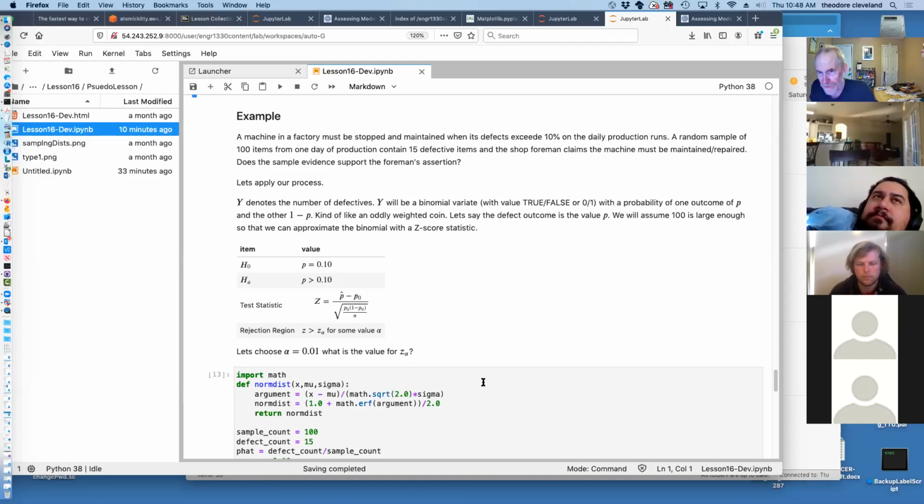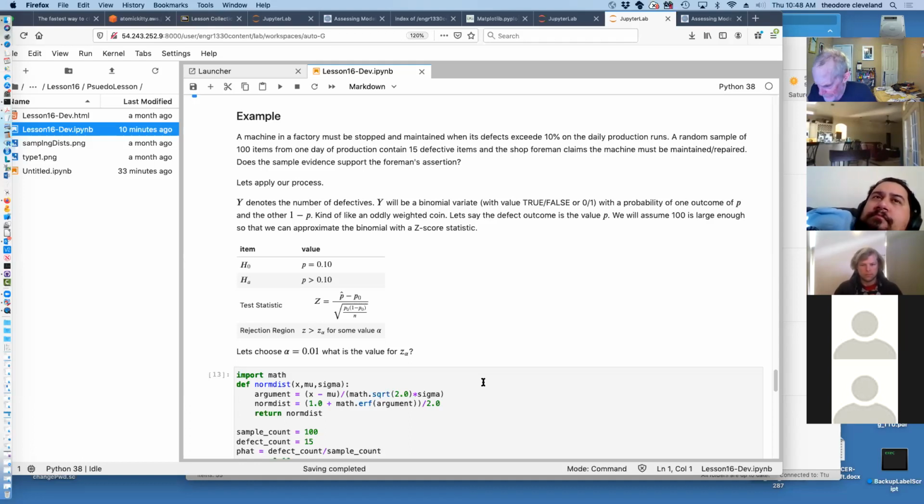We have a machine in a factory. It has to be shut down and maintained when the defect rate gets bigger than 10% on the daily production runs. During a day, a random sample of 100 items from one day of production is collected. And in those 100 items, 15 defective items are detected. And the shop foreman claims the machine has to be stopped and maintained or repaired. So generally the shop foreman is like a god and they're going to shut it down and repair it. But does the sample evidence support the foreman's assertion?